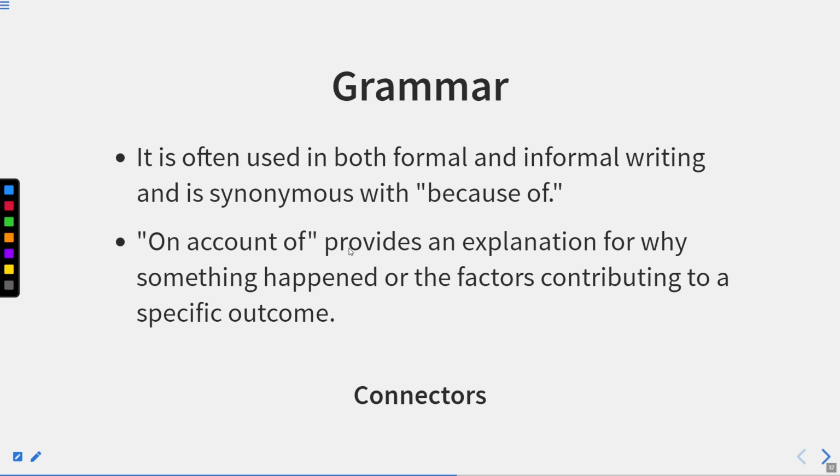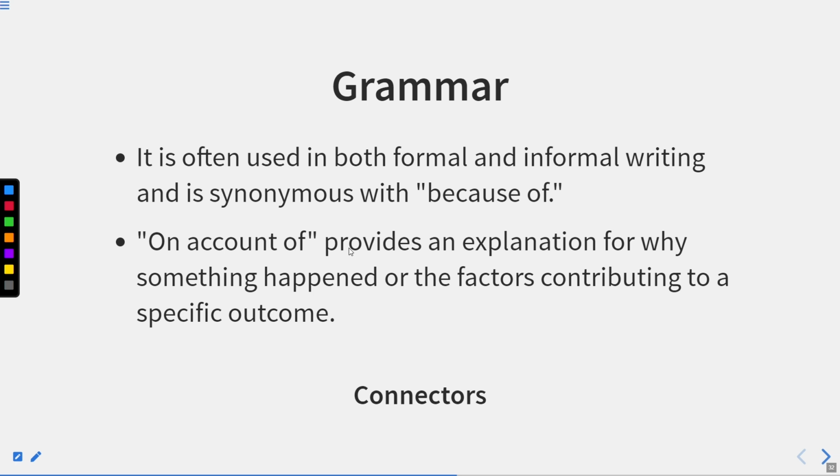But if we use on account of, this can be used both in formal and informal writing. On account of provides an explanation for why something happened. For example, if you have cleared your exam, if you have qualified your exam, there must be a reason. You must have worked hard. You must be hardworking. So worked hard was the reason behind your qualifying the exam.